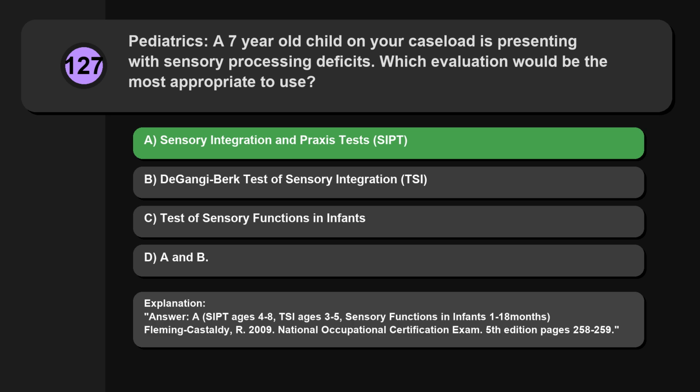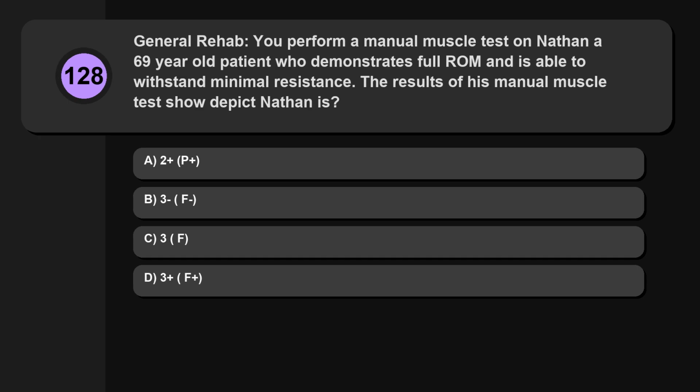Answer A. SIPT ages 4 to 8, TSI ages 3 to 5, Sensory Functions in Infants 1 to 18 months. Fleming Castaldy, R. 2009. National Occupational Certification Exam, 5th edition, pages 258 to 259. Question 128. General rehab. You perform a manual muscle test on Nathan, a 69-year-old patient who demonstrates full ROM and is able to withstand minimal resistance.